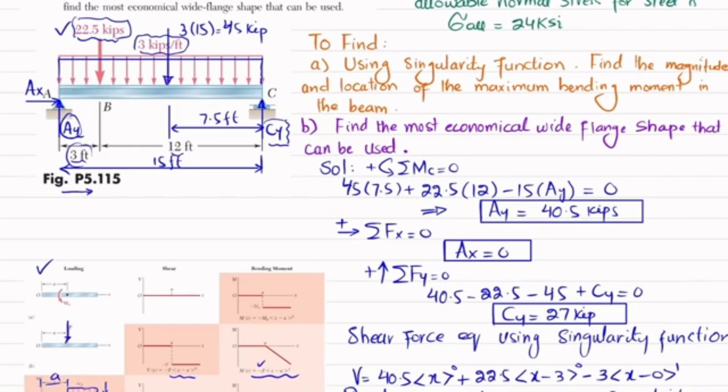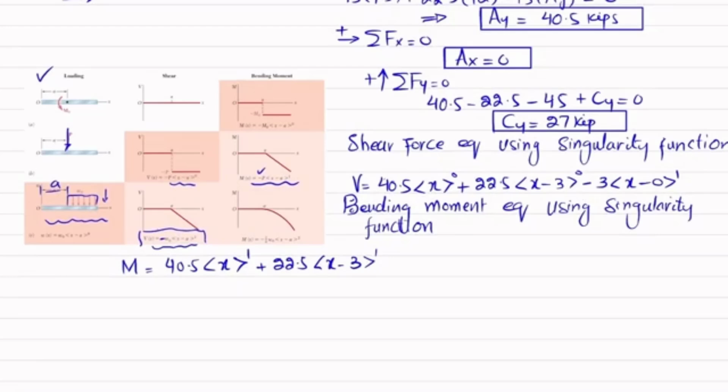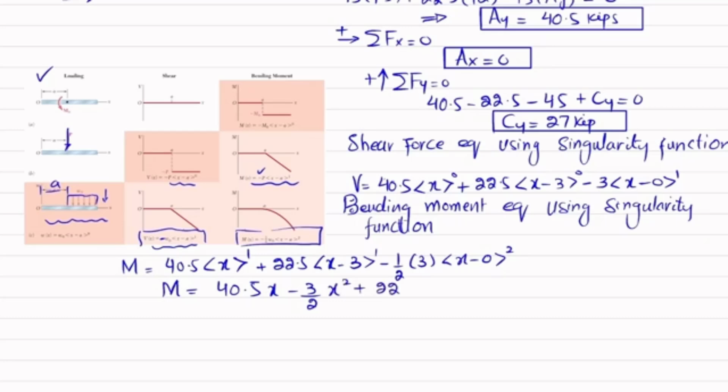The third load is the distributed load, which is 3 kips per feet. For the distributed load, the moment equation is this one: minus 1 over 2 w naught, which is 3, into X minus A, where A is equal to 0, so X minus 0 power 2. We can write this equation as 40.5 X minus 3 over 2 into X square plus 22.5 into X minus 3 power 1. So this is equation number 1, which is for shear force, and this is for bending moment.